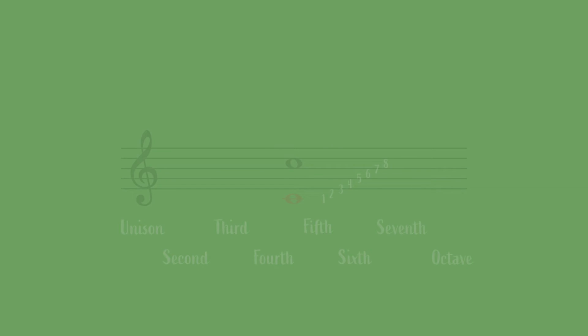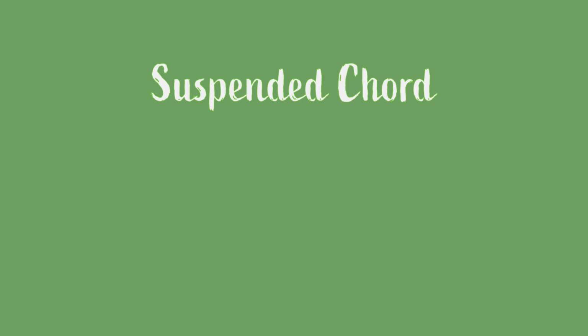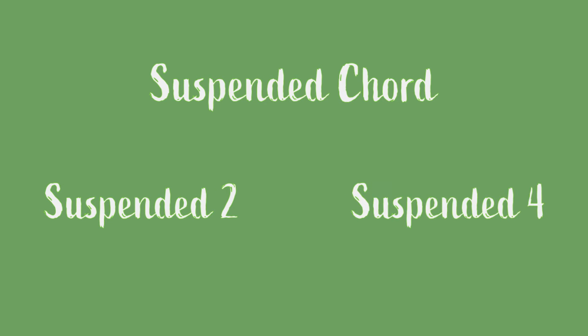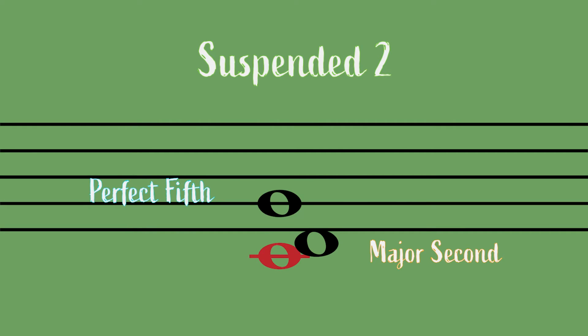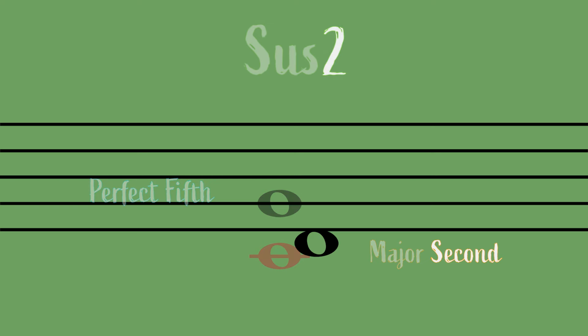Then, there is a last type of 3-note chord that we call suspended. It's a particular type of chord because it uses a dissonant interval, which is the major second. There are two types of suspended chords, the suspended 2 chord and the suspended 4 chord. The suspended 2 or sus2 chord is composed of the root, its major second and its perfect fifth. This is why we call it a sus2 chord.